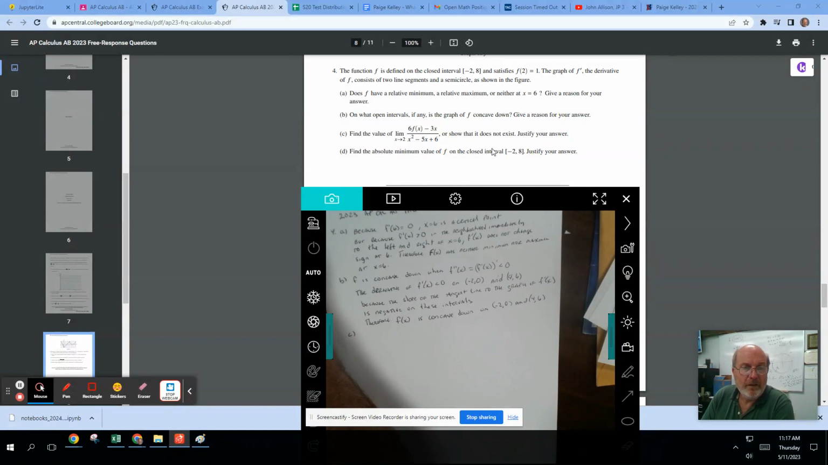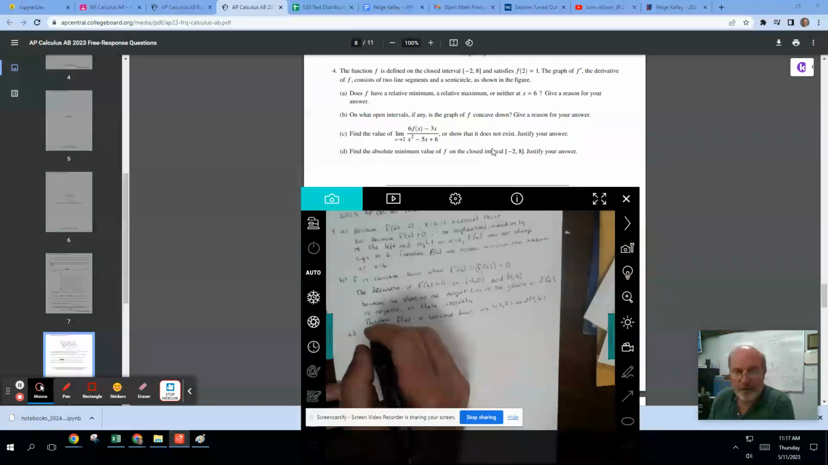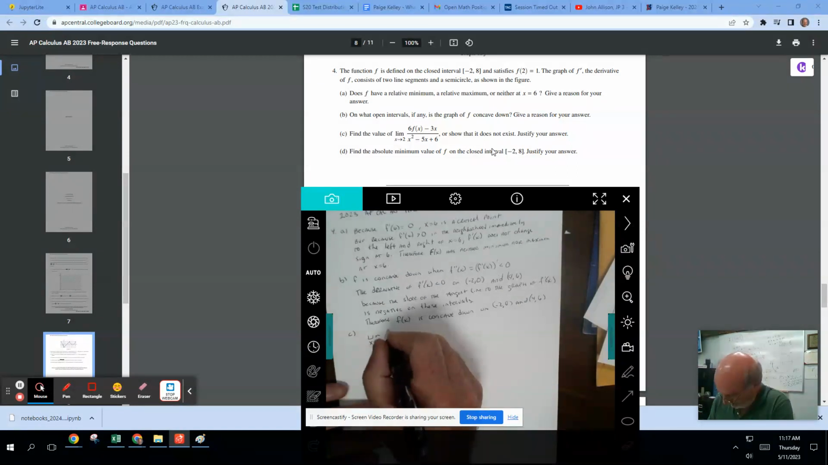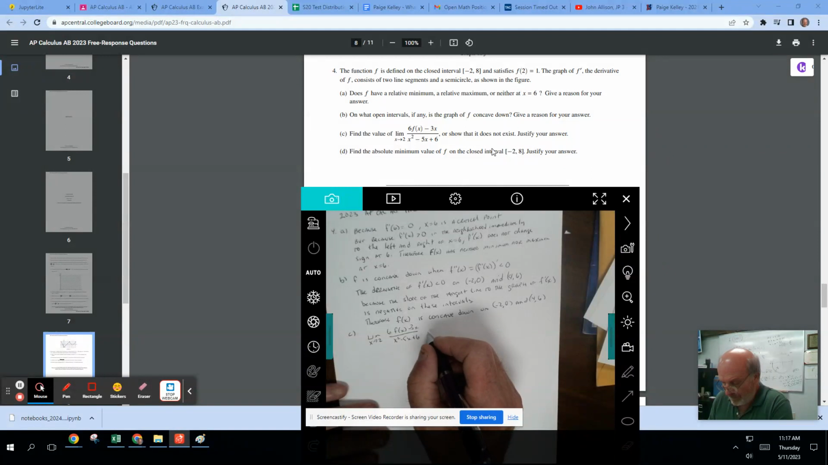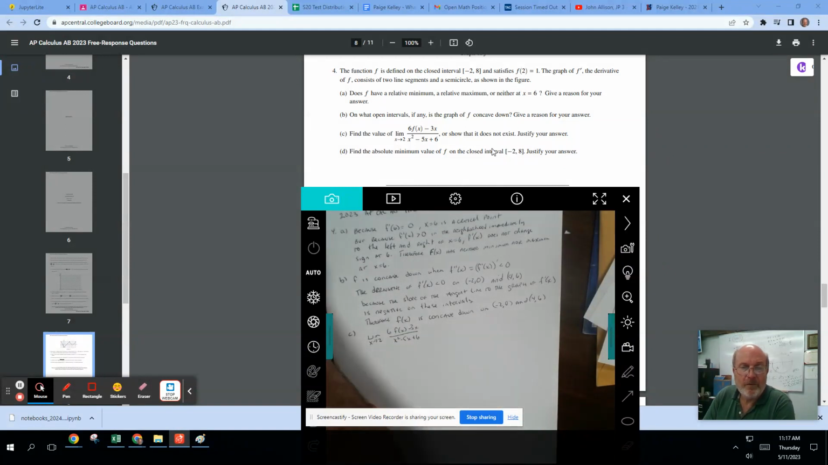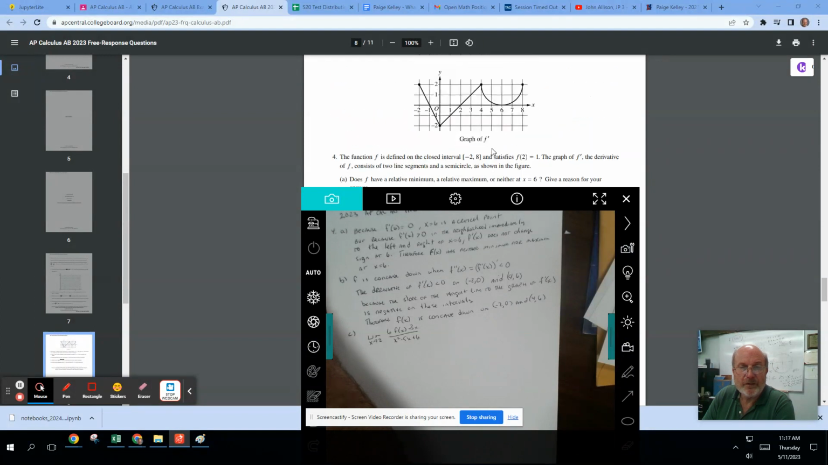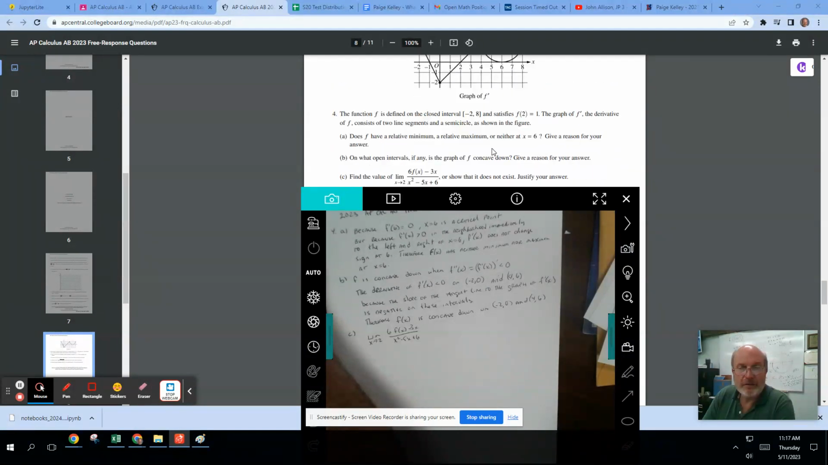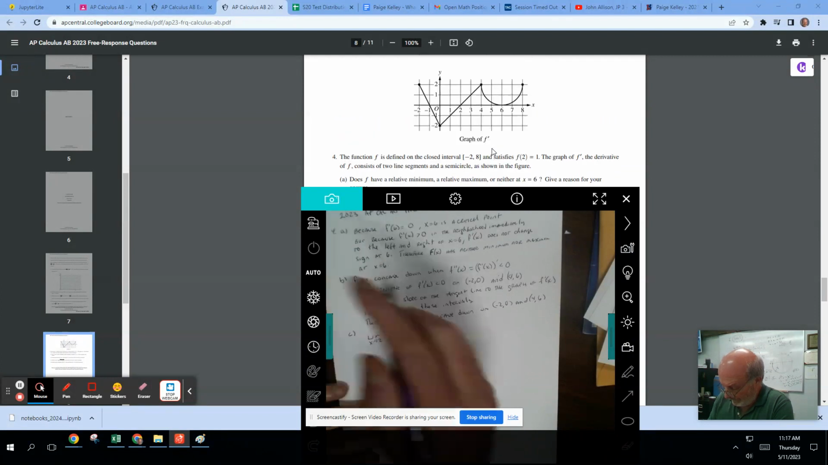Part C, find the value of the limit as x approaches 2 of 6 times f of x minus 3x over x squared minus 5x plus 6, or show that it does not exist and justify your answer. So f of x, we have f of 2 equals 1.